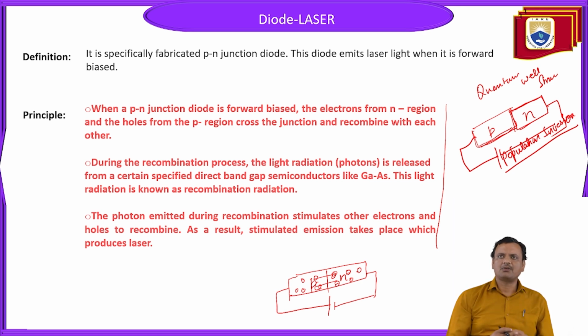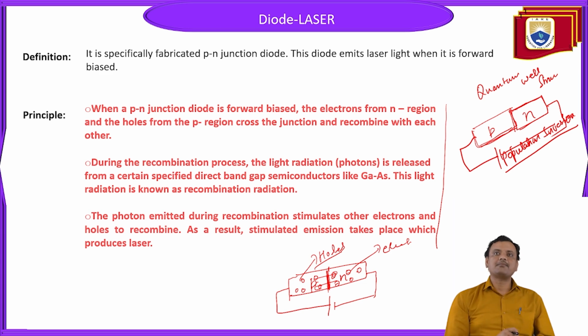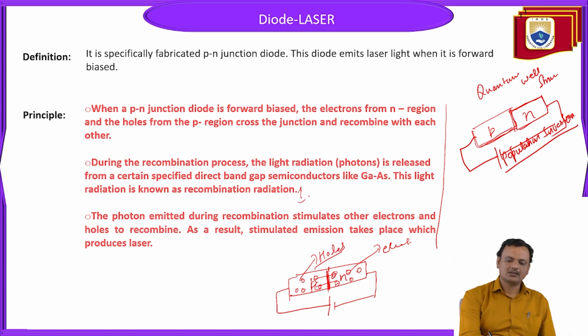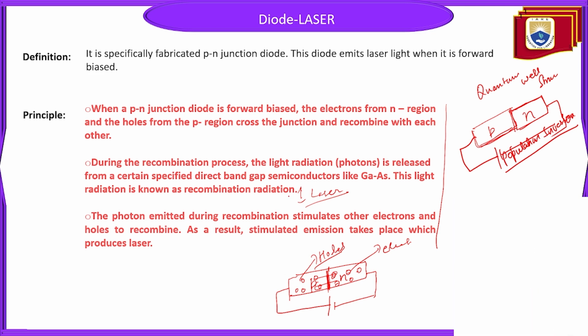So when the PN junction diode is forward biased, the electrons from the N region and holes from the P region cross the junction. This is your junction, and they recombine with each other. During the recombination process, a light radiation photon is released from a certain specified direct band gap semiconductor like gallium arsenide. This light radiation is known as recombination radiation. This is not laser light. Laser light will come when this recombination radiation triggers the stimulated emission process. The photon emitted during the recombination stimulates other electrons and holes to recombine. As a result, stimulated emission takes place, which produces a laser. Okay, so it is clearly written here.